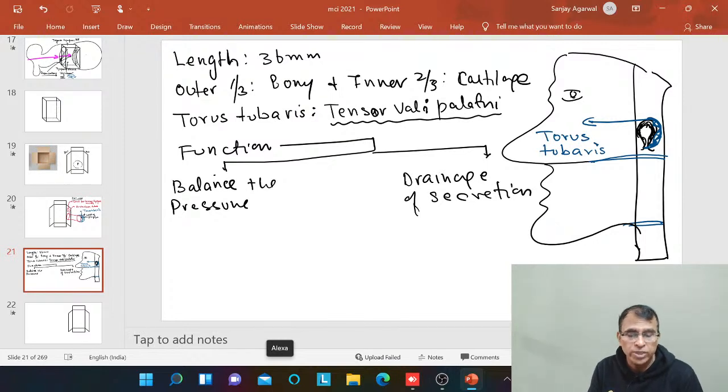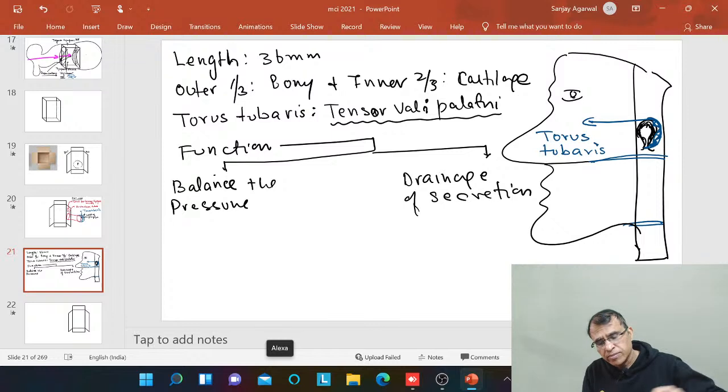So air goes through that, and the middle ear is a cavity, so it has a lot of secretions. Like you have secretion in the nose, in the sinuses, in the mouth, saliva, similarly the ear also has secretion. Now, the secretion that forms has to go out somewhere. So it goes out through the Eustachian tube. Drainage of secretion. That's why the Eustachian tube is also called the drain of the middle ear.